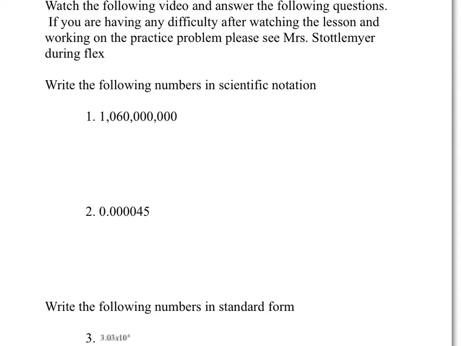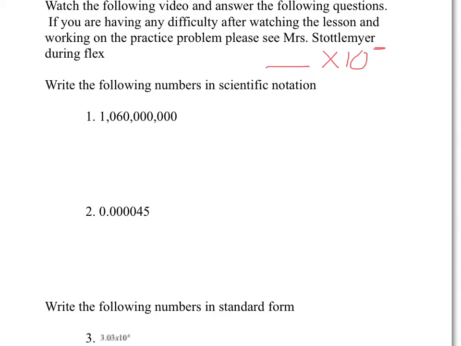Remember that scientific notation is always written as some number times 10 to the exponent. The reason it's times 10 to an exponent is the 10 is representing place value, and the exponent is telling us pretty much how many place values we're moving, because place values are based out of 10.